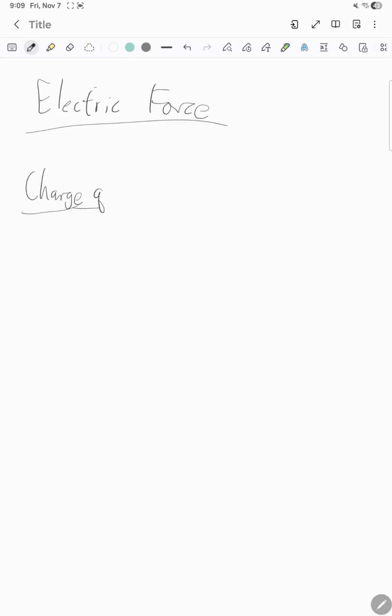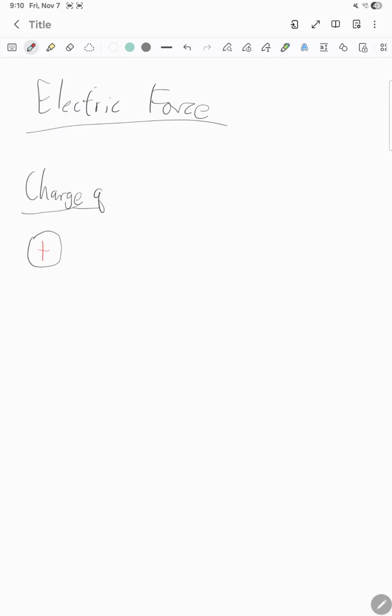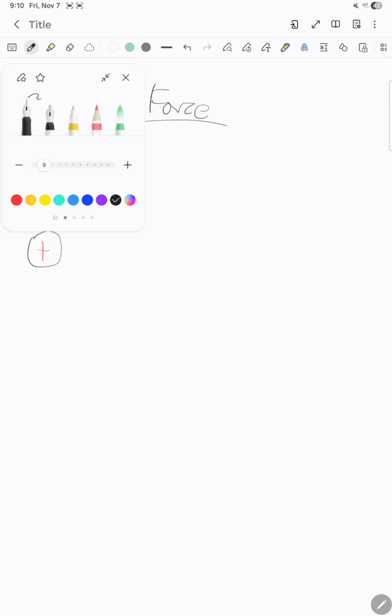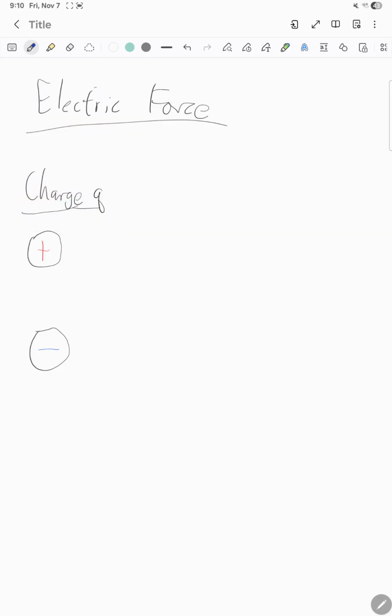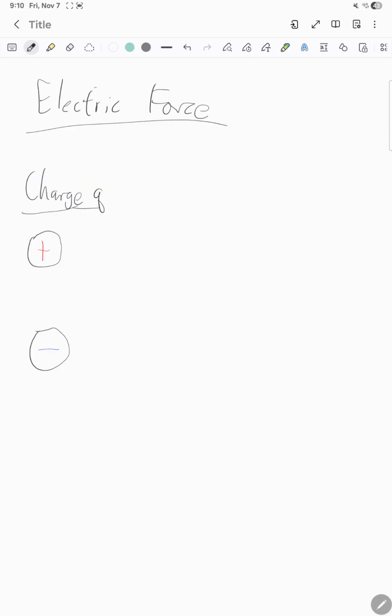When you have a mass, you can only have a positive mass. You can't have a negative mass, but charge is a bit different. You can have a positive charge, let's put it in red, but you could also have a negative charge in blue. You can have two types of charges, either positive or negative.